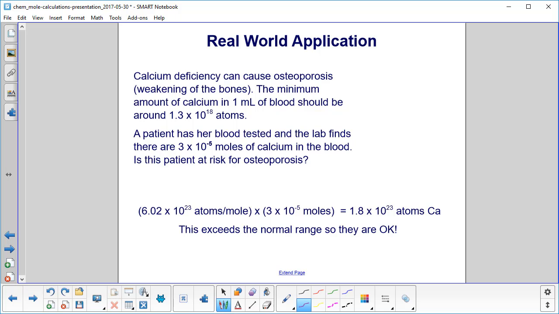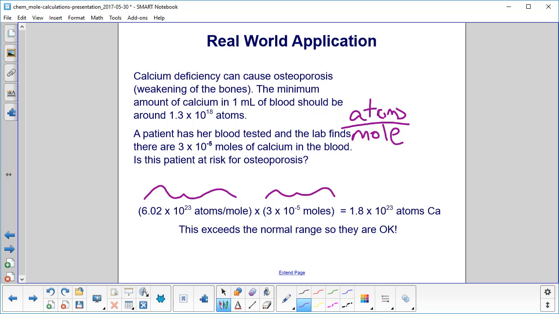So we do the calculation. Here's Avogadro's number, 6.02 times 10 to the 23rd atoms per mole, times the number of moles that the lab technician found. Just notice the unit cancellation here. We have atoms per mole.